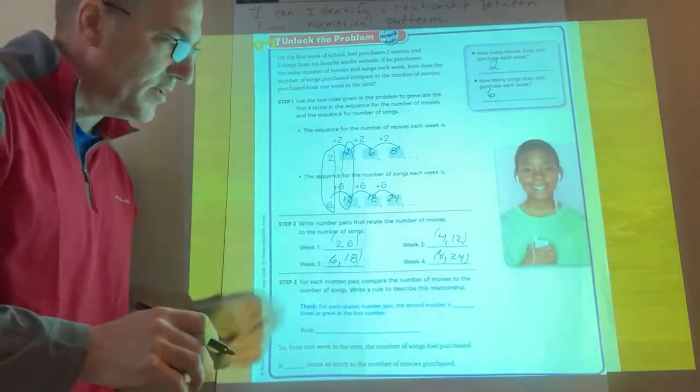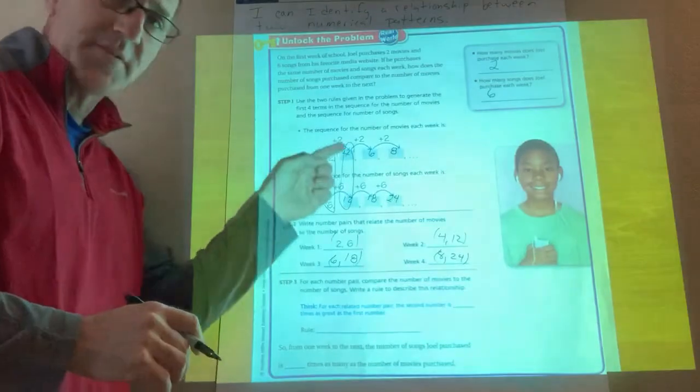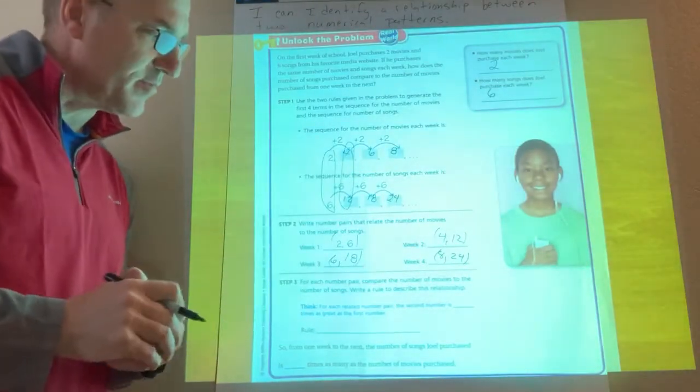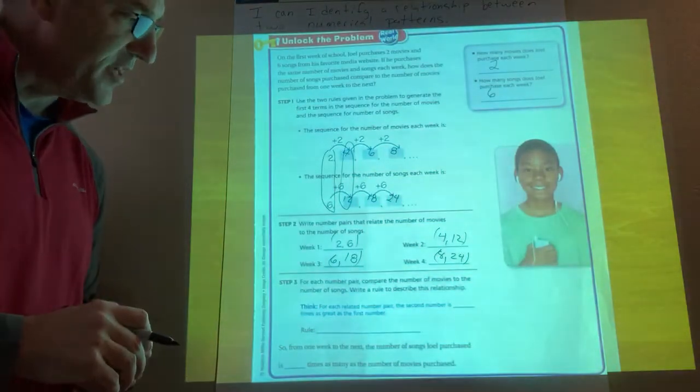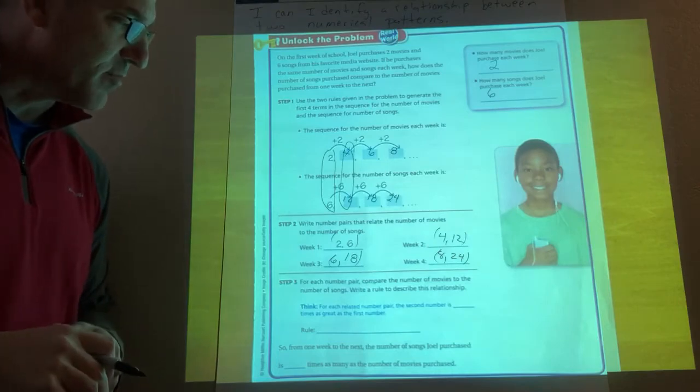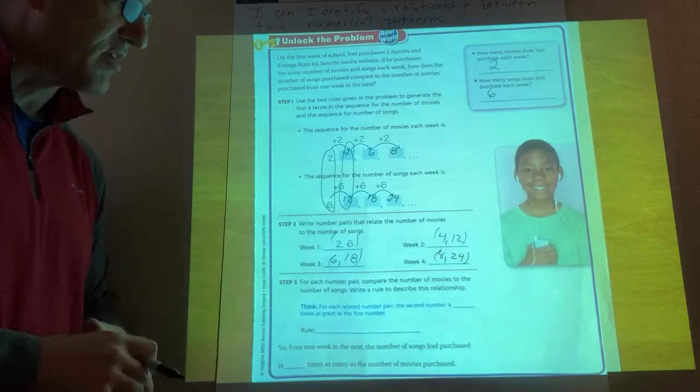All right, so now that we've got these ordered pairs, there's 2 ways you might want to look at them. One is side by side, and one is kind of up and down this way, which is pretty much the same thing. So for each number pair, compare the number of movies to the number of songs. Write a rule to describe this relationship.